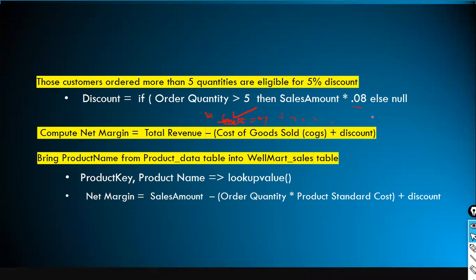This is the discount. You can also add additional things because this data set has everything in it. And the net margin, how will you find out? Cost of goods sold plus discount. And for your fact table, you need to bring in the product name from your product table. You can use either the lookup value function or the related function. So this is how you can arrive at the net margin.